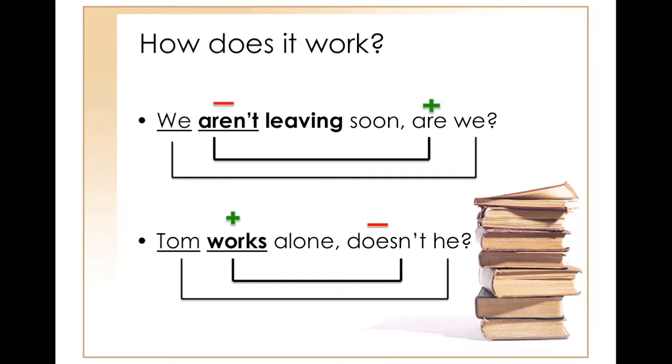This is a rule. If your verb is negative in the main sentence, it has to become positive in your question tag. If it's positive in the main sentence, you have to make it negative in your question tag. If you look at the following sentence, Tom works alone, doesn't he? You can see that Tom is underlined and becomes he in the question tag, and works, our verb, will be used in the question tag, but works changes into doesn't, so it does not become workend. I'll explain this later on in this video. As you can see, works, which is the positive verb, becomes a negative verb, namely doesn't.